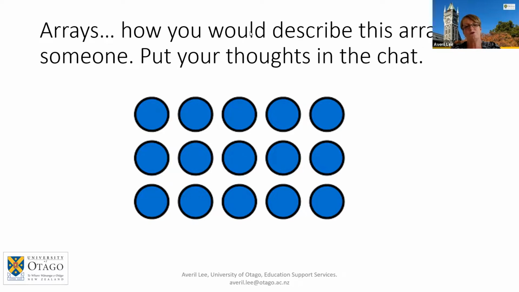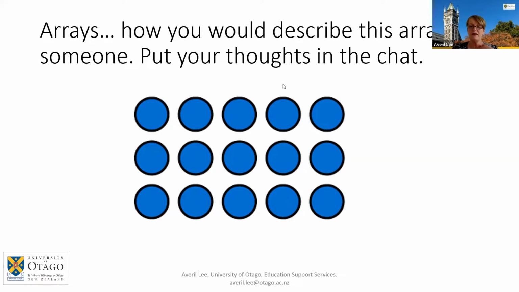The idea of what you were putting in the chat is, if I couldn't see it, but you wanted me to recreate or build that using materials, what exactly would you tell me to do? Because some people have said 15, or some people have said 3 times 5. But if you wanted me to actually recreate that, what would you tell me to do? Thanks, Marie. That's what I was after. So 3 rows of 5 dots, or I'd like you to make a row of 5 dots that goes across, and then repeat it and colour those dots in blue if you want to. Those are the sorts of things we're after.